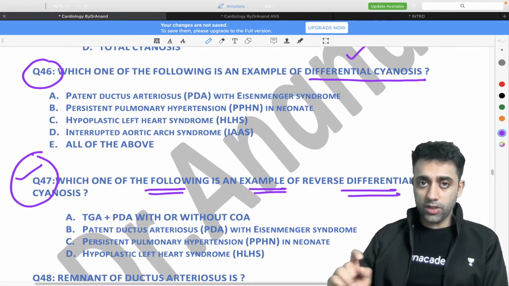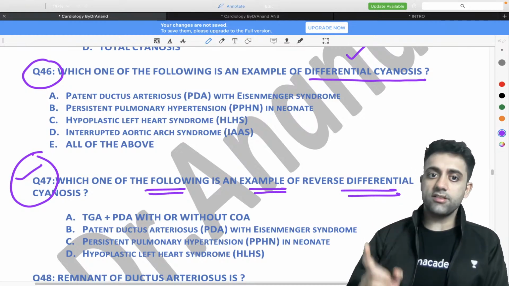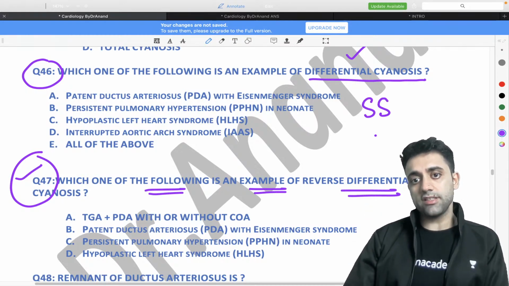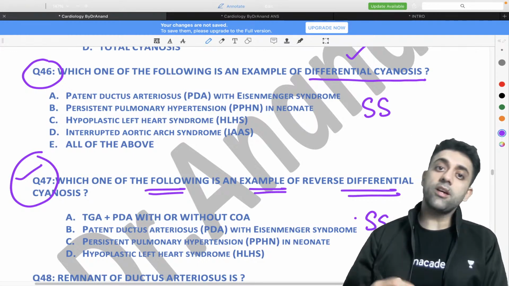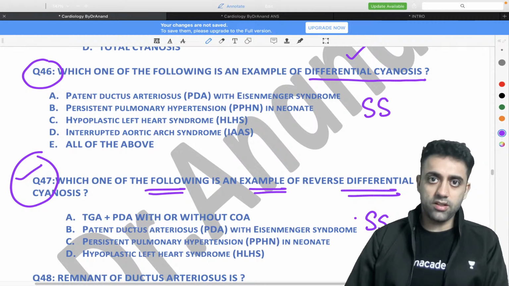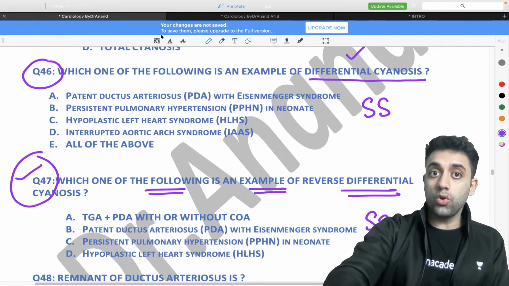Please write in your notes once you revise my video classes of this pediatric cardiology. At least question 46 and 47 are very, very important. Actually, question number 46 and 47 are super specialty questions. They have come in the NEET super specialty exam. Anyone planning to give DM should definitely learn these questions. So question 46 and question 47, please do not forget.